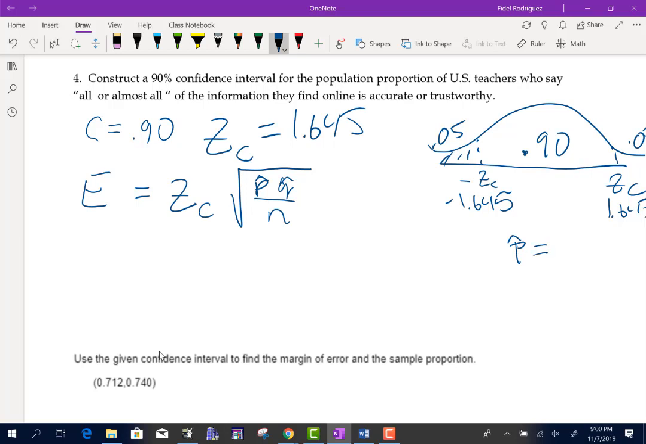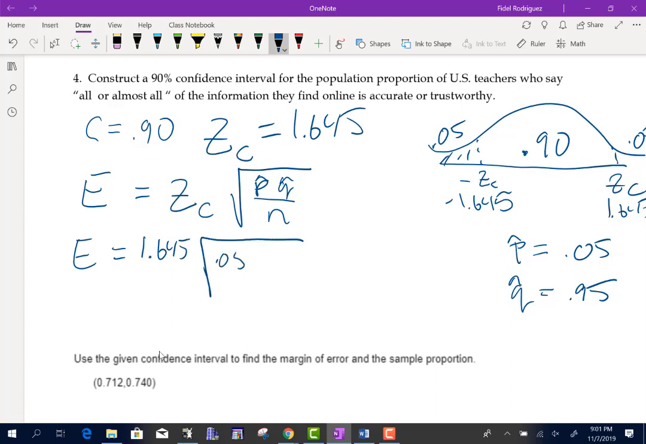On number 2? 0.05, right? So doesn't that tell me that our q hat had to have been 0.95? Okay. The teacher one, right? So look, I'm going to go 1.645. Okay. Big old square root right here, guys. 0.05 times 0.95 divided by how many teachers did they ask that question to?